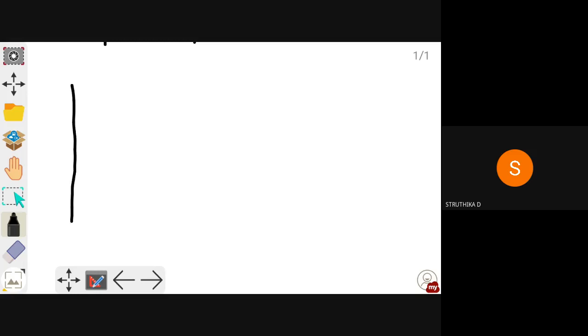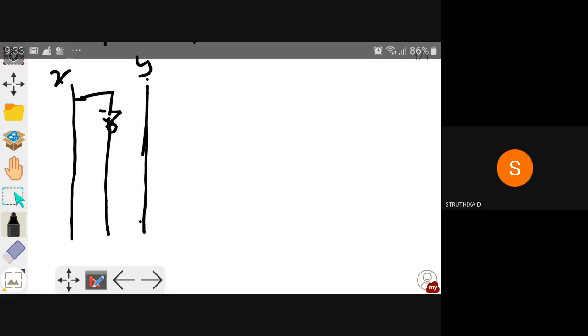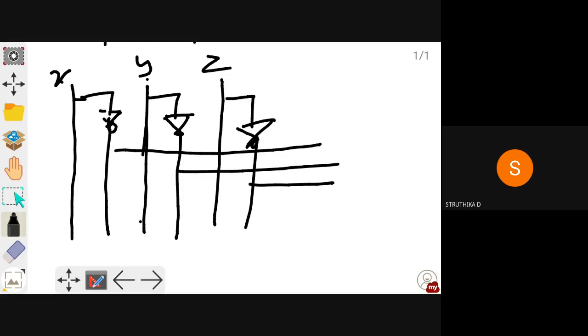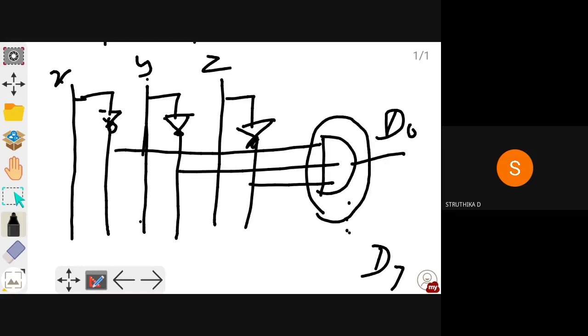So that is X is one input, this is X bar, Y, Y bar, Z, Z bar. So actually your D0 will be X bar, Y bar and Z bar. So this is your D0. Similarly, you have to obtain 8 outputs from D0 to D7. So here you are designing using the AND gate.